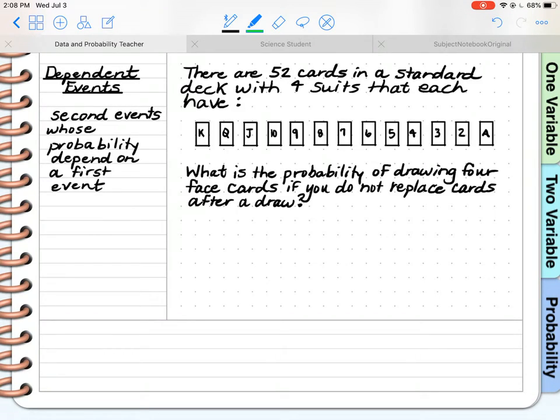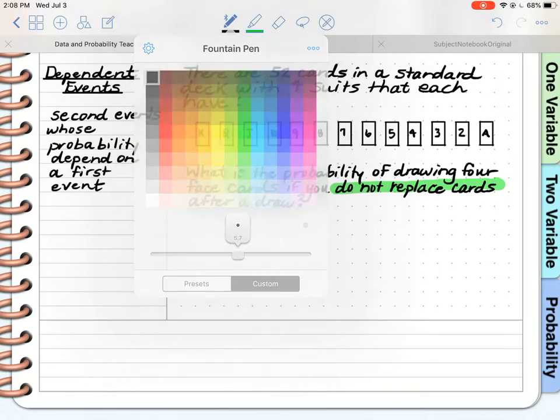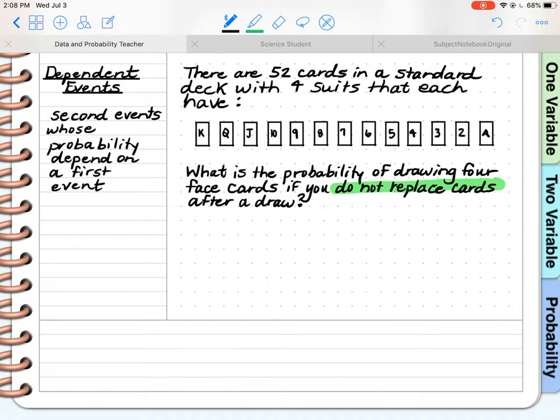And here is the key. You do not replace cards. So once you take the card out, you are not putting it back in the deck. That's what makes it dependent. If you put it back in the deck, you would have an independent draw every time. But with dependent probability, each time you draw, you're taking away one of the options. And that's why the second event depends on the first one, because without the first one, you can't get to the second one.